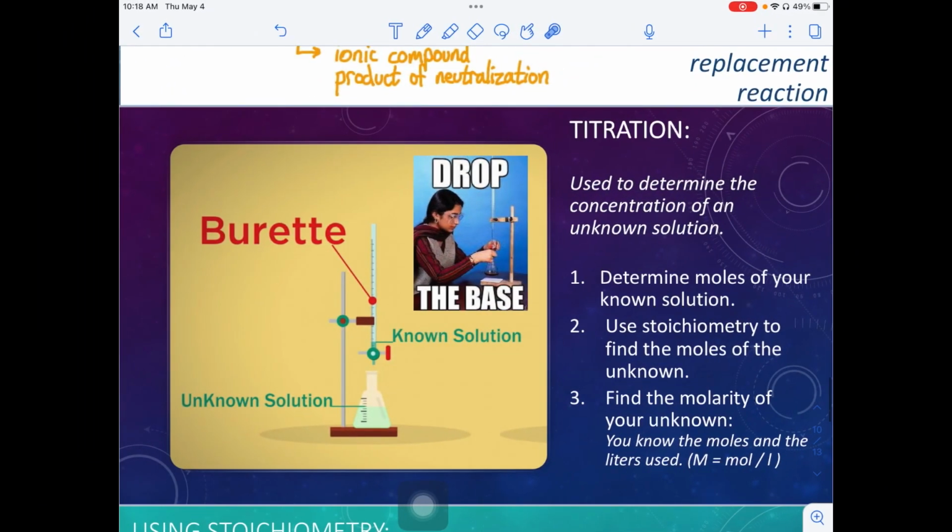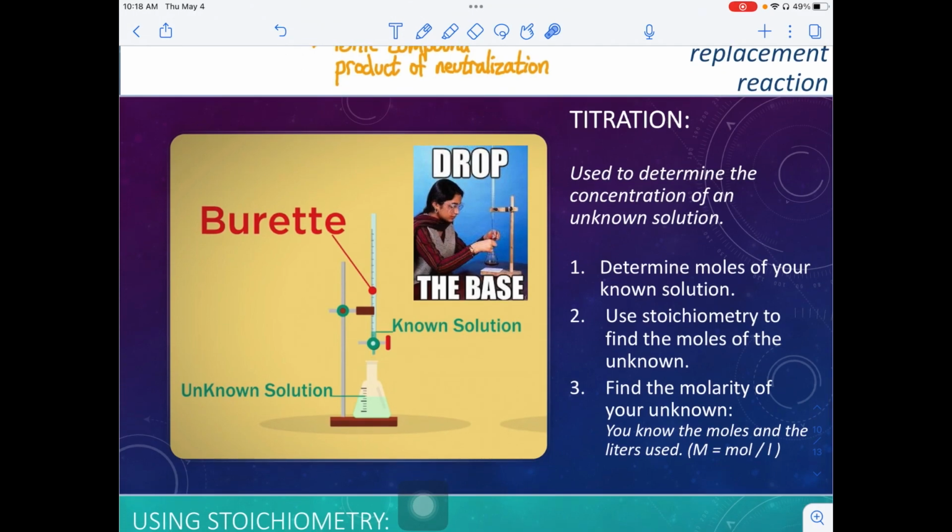What we can use neutralization reactions for is something called titration. In chemistry, titration is used to determine the concentration of an unknown solution. This is how it works. Basically, you have some unknown solution. It might be an acid, it might be a base. It's an unknown acid or base concentration.